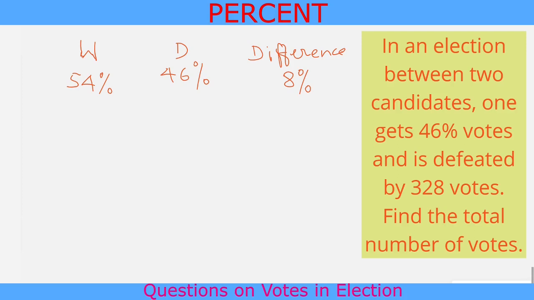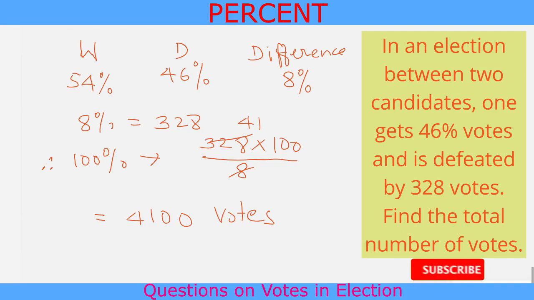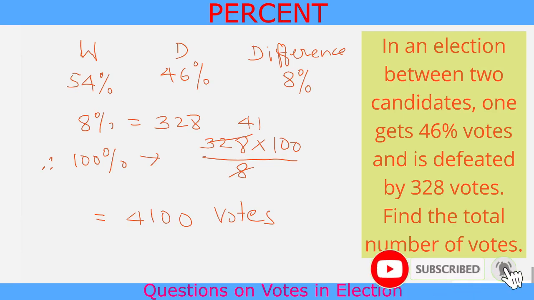And it is given that the defeated candidate is defeated by 328 votes. It means that the value of 8% votes is equal to 328 votes. Therefore, the total number of votes, which is 100%, is equal to 328 multiplied by 100 divided by 8. And 8 divides 328 for 41 times. This gives the total number of votes equal to 4,100. 41 multiplied by 100. Easy question.